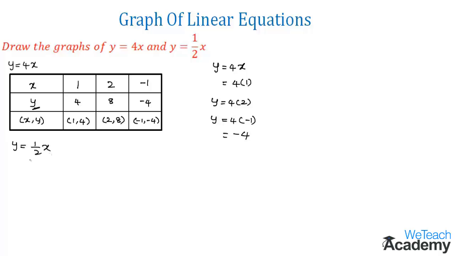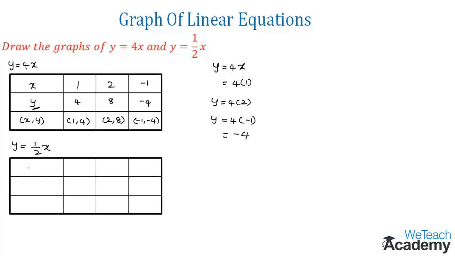In order to find the ordered pairs, first let us draw the table. The first row gives the values of x and the second row gives the values of y. And in the third row, let us write the ordered pairs for the values of x and y. First let us consider the x value as 2. We get the y value by substituting in the equation y = 1/2 x. On substituting, we get 1/2 into 2. We can cancel 2 and 2 in the numerator and denominator. That implies we get the y value as 1. So we get the ordered pair (2, 1).